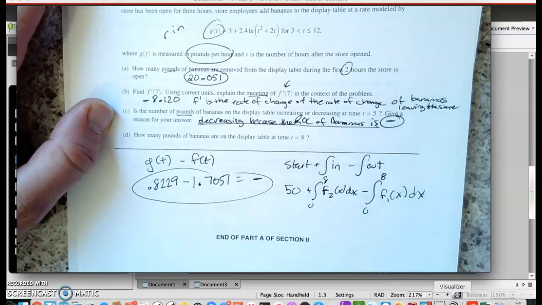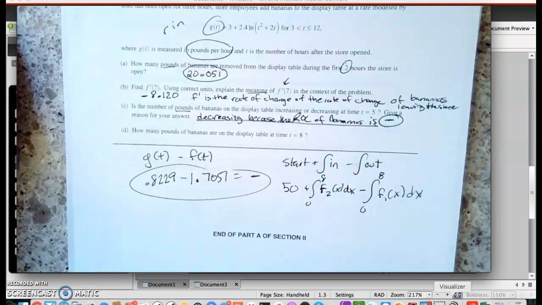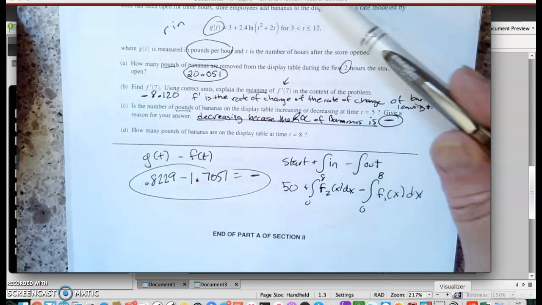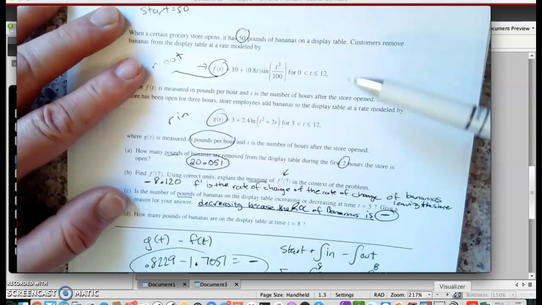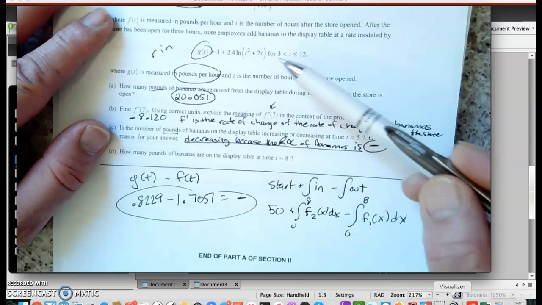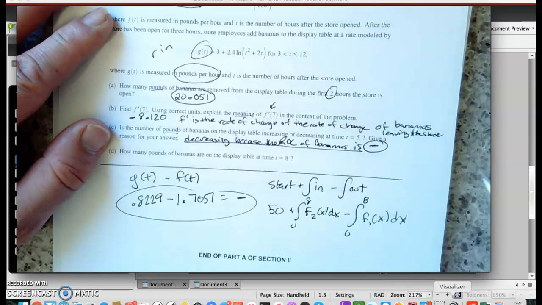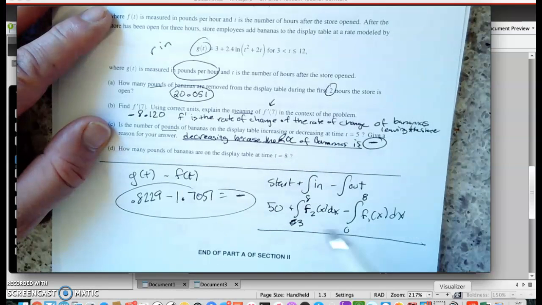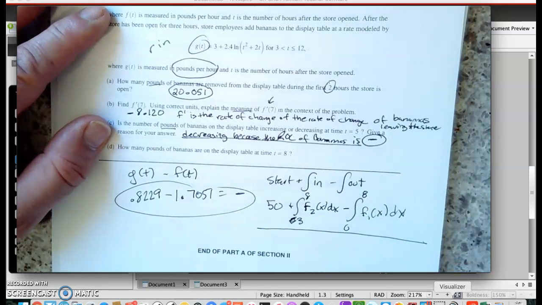Now I made a mistake here and I kind of did it on purpose. We want to know what's happening with the bananas from time t equals 0 to t equals 8. Well, there's always 50 at the start. Bananas are always leaving between 0 and 12. So that's why I have it here between 0 and 8. That's what we're looking at. But bananas only start entering the store at 3. So this number here needs to be 3. If I wrote this out and just wrote that number wrong, I'll lose a little bit of the problem.